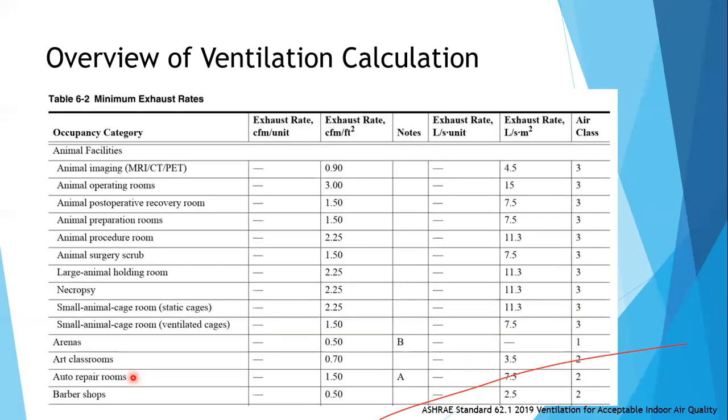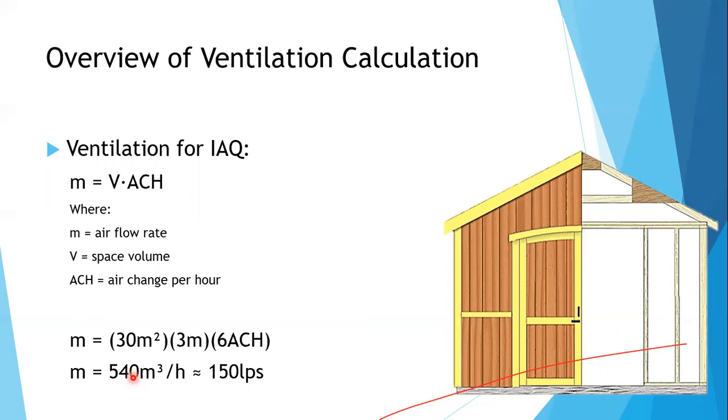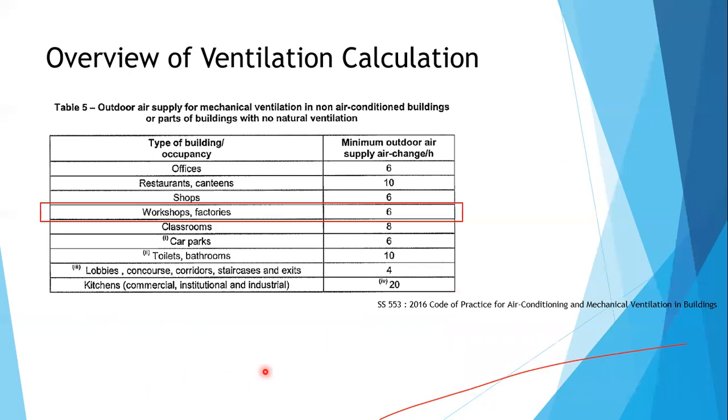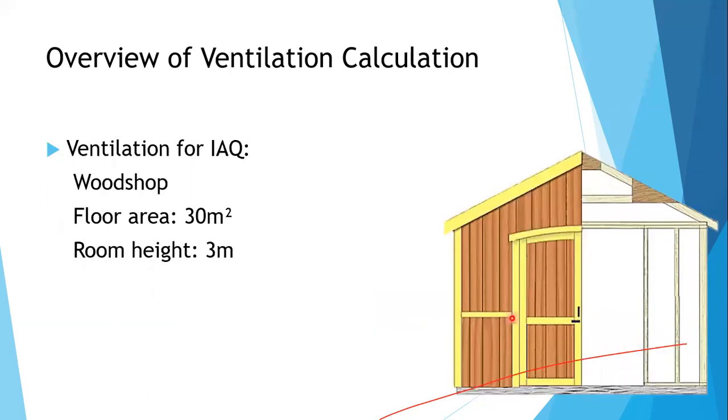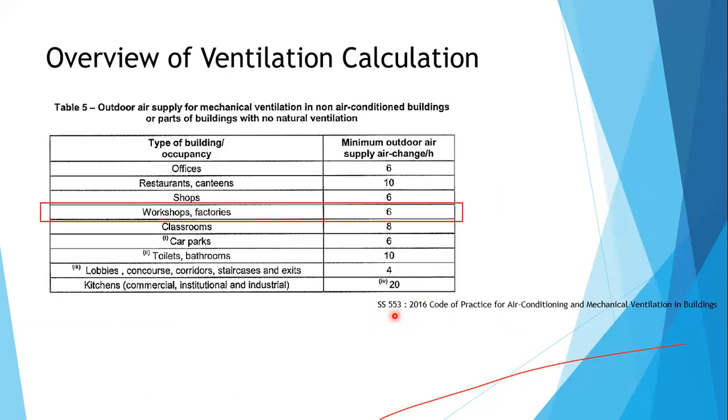What do you think? 30 or 150? Take note that this one is a local code, and this one is an international code. This code is taken from the ASHRAE standard, the international code. This one is taken from SS553, the local code.